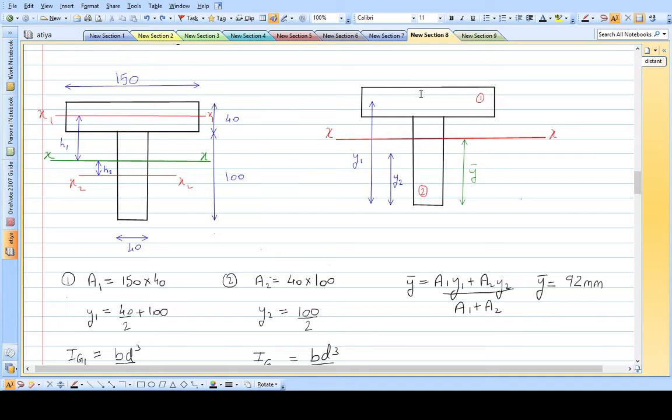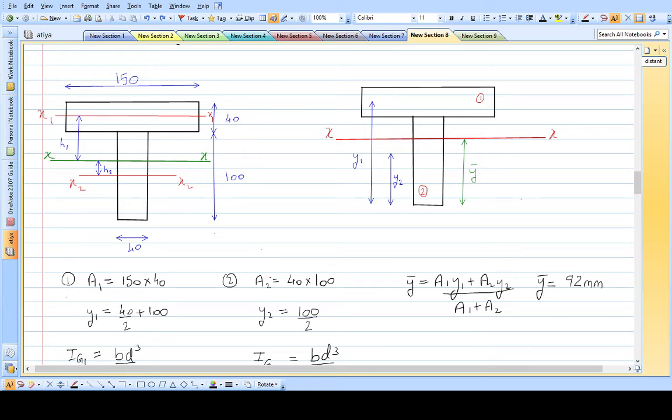So moment of inertia of the first section about its own centroidal axis will be BD cube by 12. And B here will be 150, D will be 40. So BD cube by 12 will get the moment of inertia of first part about its center. Okay, then moment of inertia of the second part about its own centroidal x-axis will be again BD cube by 12. Here B is nothing but 40 and D is 100.